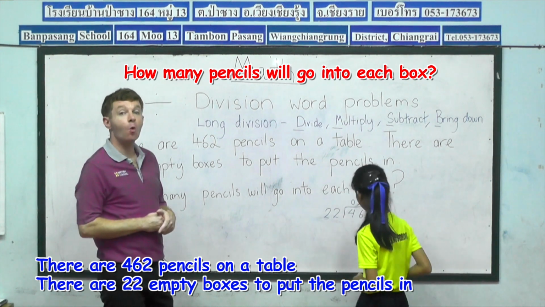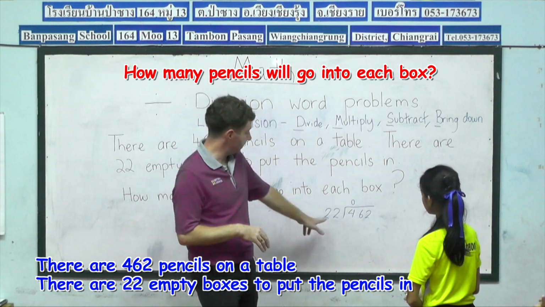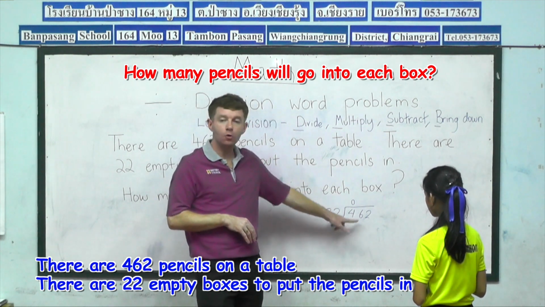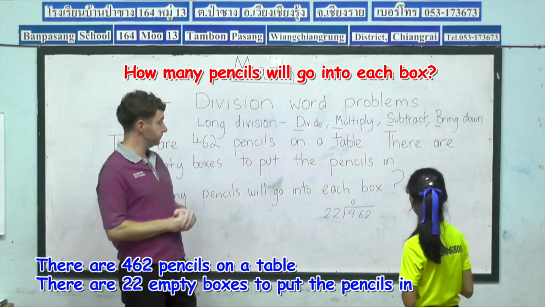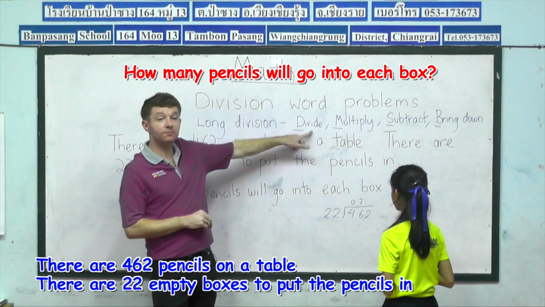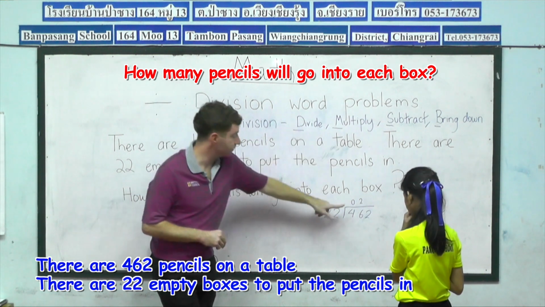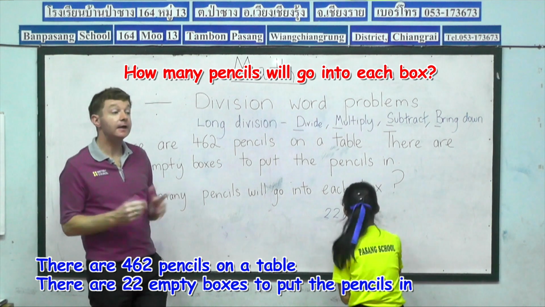And then what we need to do is look at the first two digits. We need to ask, how many times does 22 go into 46? And the answer is 2. So that's step 1 of our long division process complete. The next one, multiply. 2 times 22 equals 44.